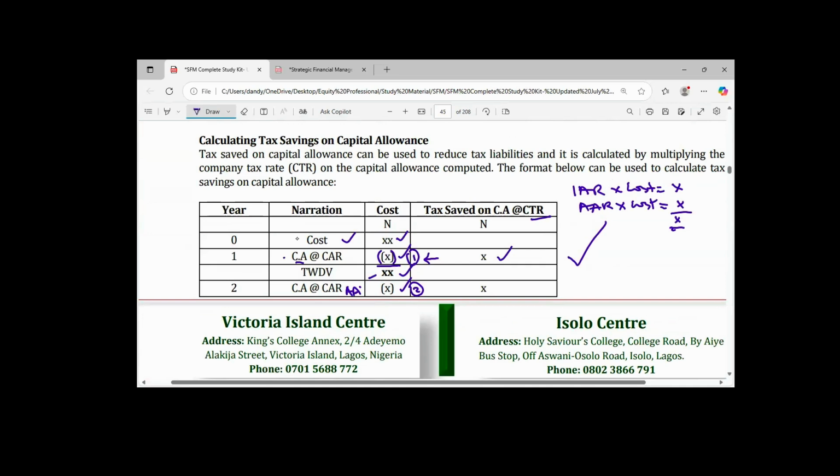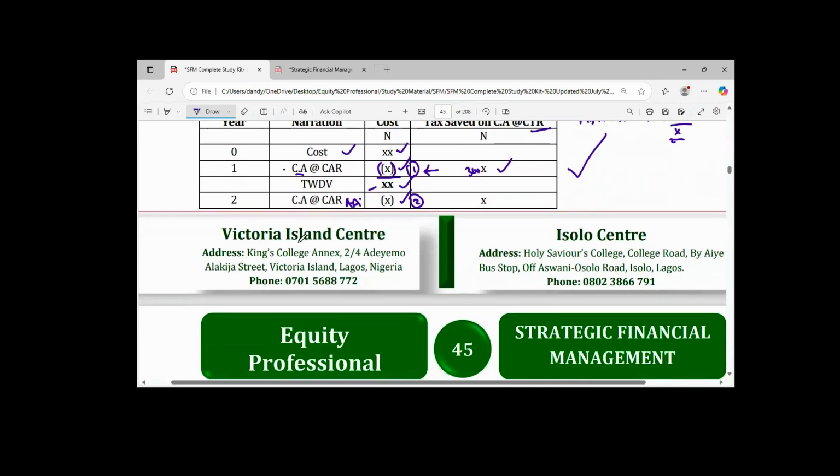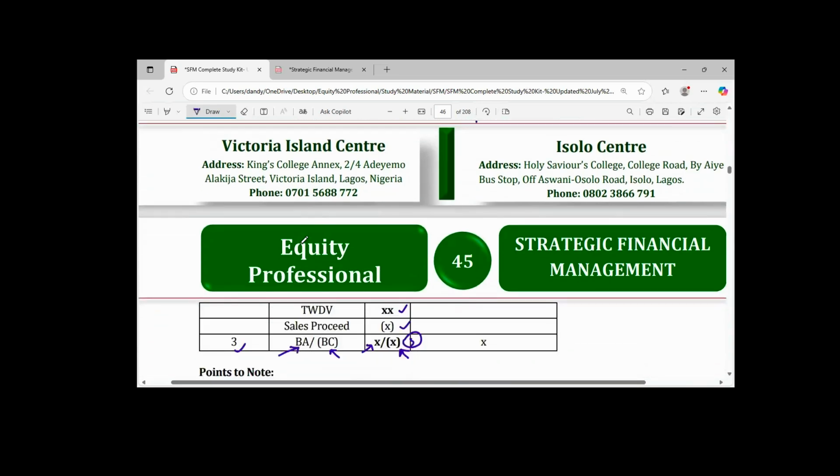And then the capital allowance in year one is 1,000. So 30% of 1,000 will give us 300. That's the tax saved on capital allowance in year one. You move to year two. Let's say the capital allowance in year two is 800. Then 30% of 800 will give you 240. For example, that's 240 tax saved you are going to have in year two.